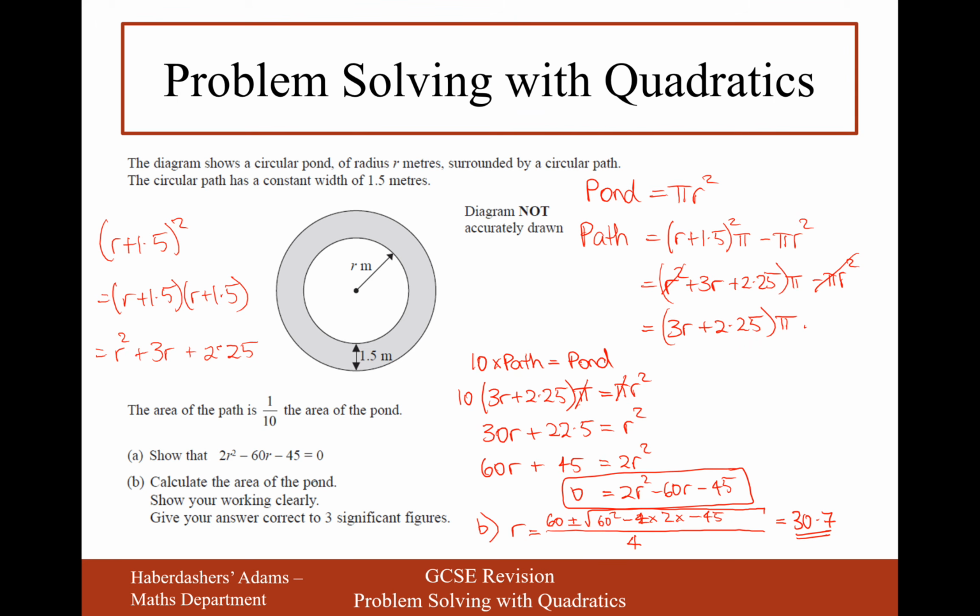So now we need to work out the area of the pond. So now it's going to be, take that 30.7 and square it, and then times it by pi. So the area equals 30.7 squared times by pi. And obviously I'll use my answer button in the calculator for that. To 3 significant figures, 2970, and the unit on that will be meters squared. That'd be the surface area.